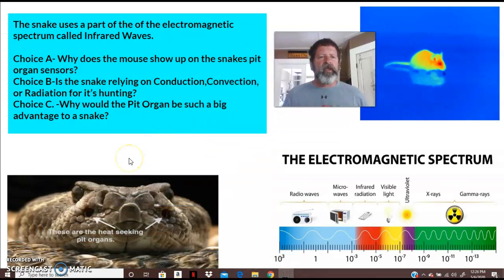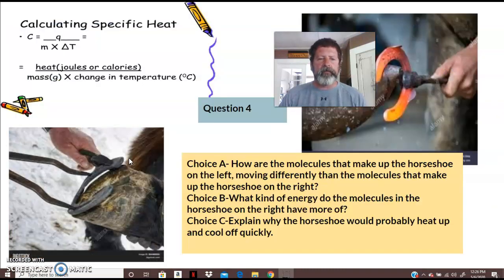Question 2, couple of choices. Why does the mouse show up on the snake's pit organ sensors? B, is the snake relying on conduction, convection, or radiation? And C, why would the pit organ be such a big advantage to the snake?